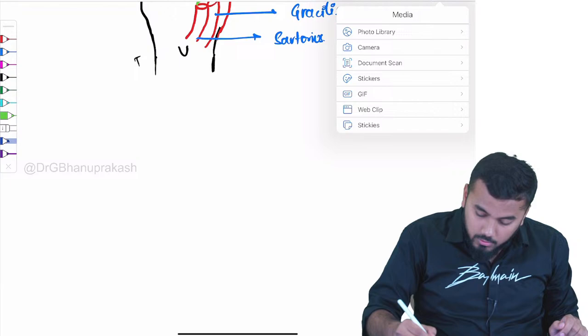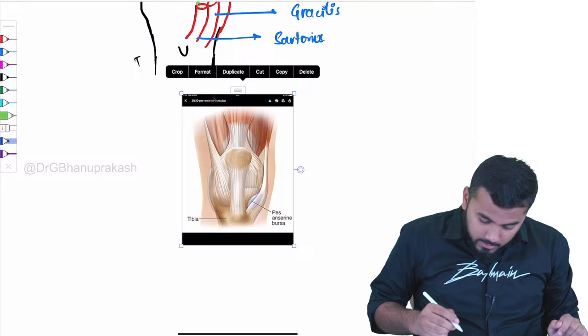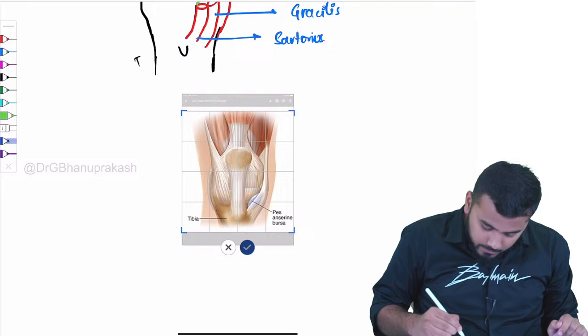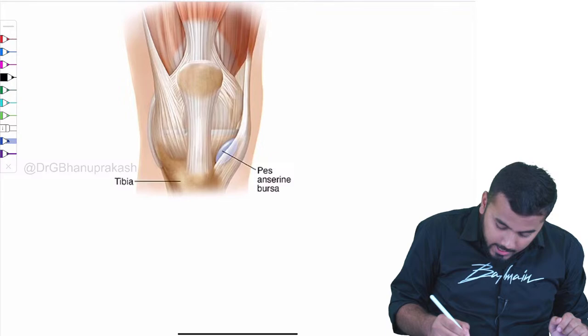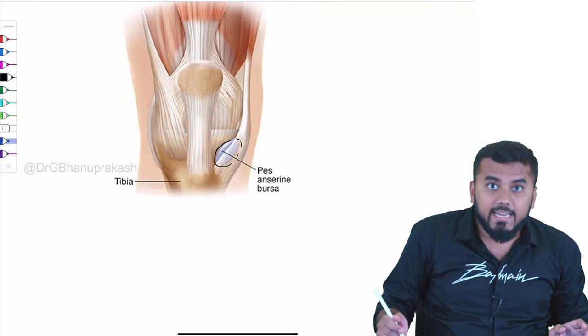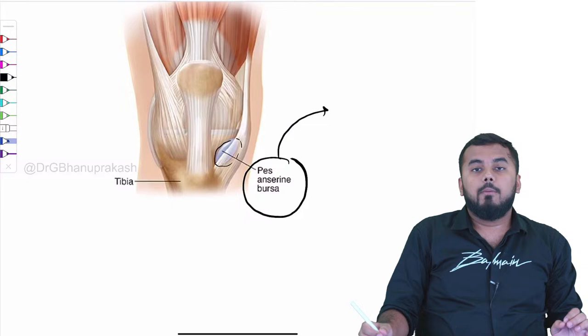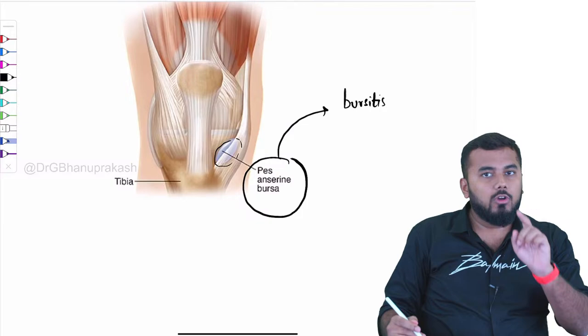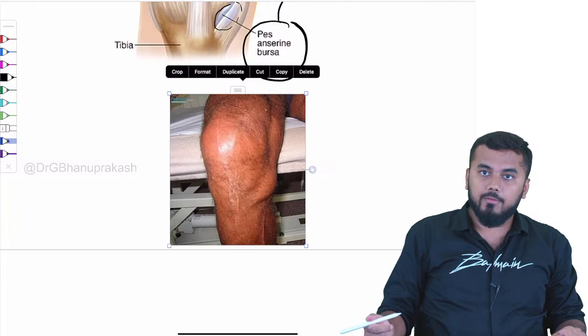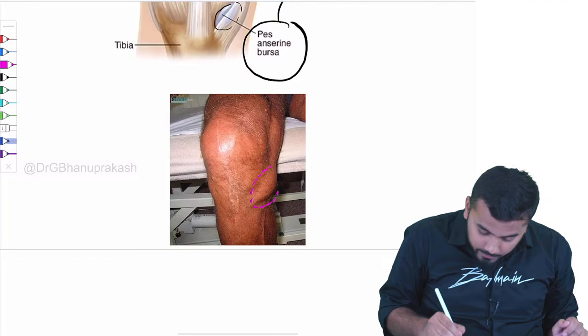Let me also show you. Is this picture clear for you guys? Look here, exactly on the tibia, I have a small bursa like this. This is called the pes anserine bursa. When you are kneeling down, even this pes anserine bursa gets inflamed, and this is called pes anserine bursitis. If pes anserine bursitis happens, how does it look? You see this picture, where you can see a small swelling here? This is nothing but pes anserine bursitis.